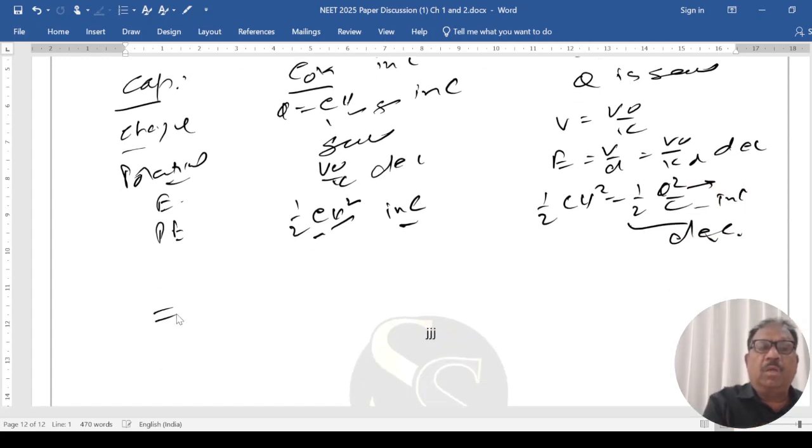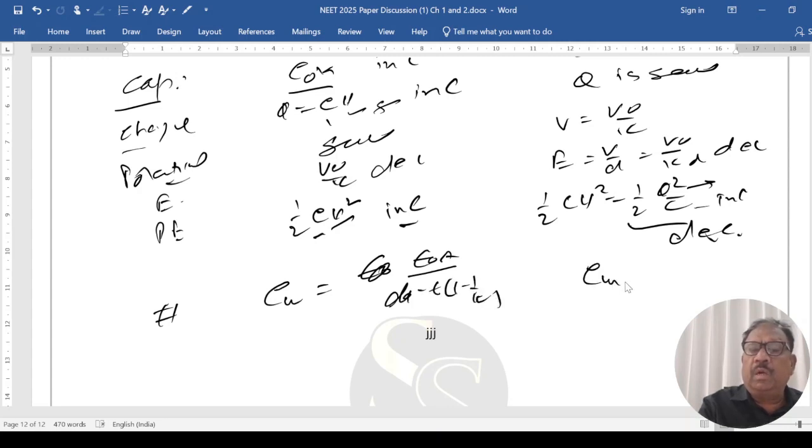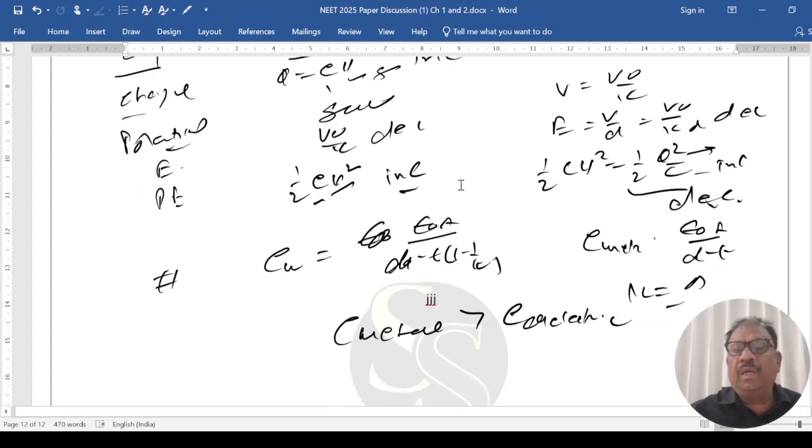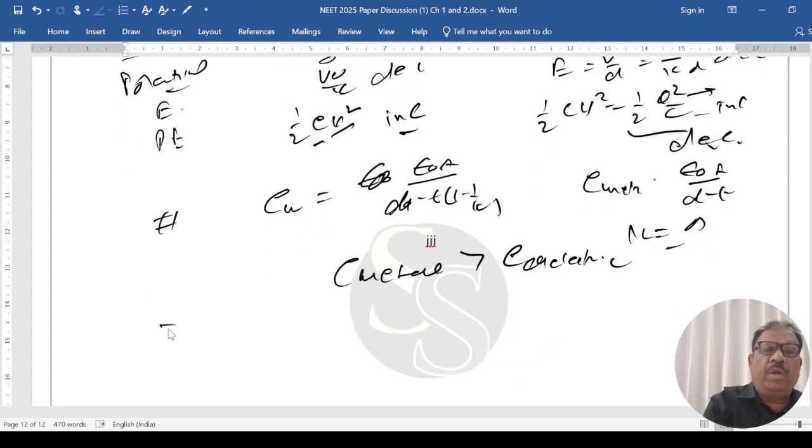Second information: Cm equal to epsilon A over d minus t, 1 minus 1 by K, and C metal equal to epsilon A over d minus t. K is infinity for metal. C metal is greater than C dielectric when inserted.